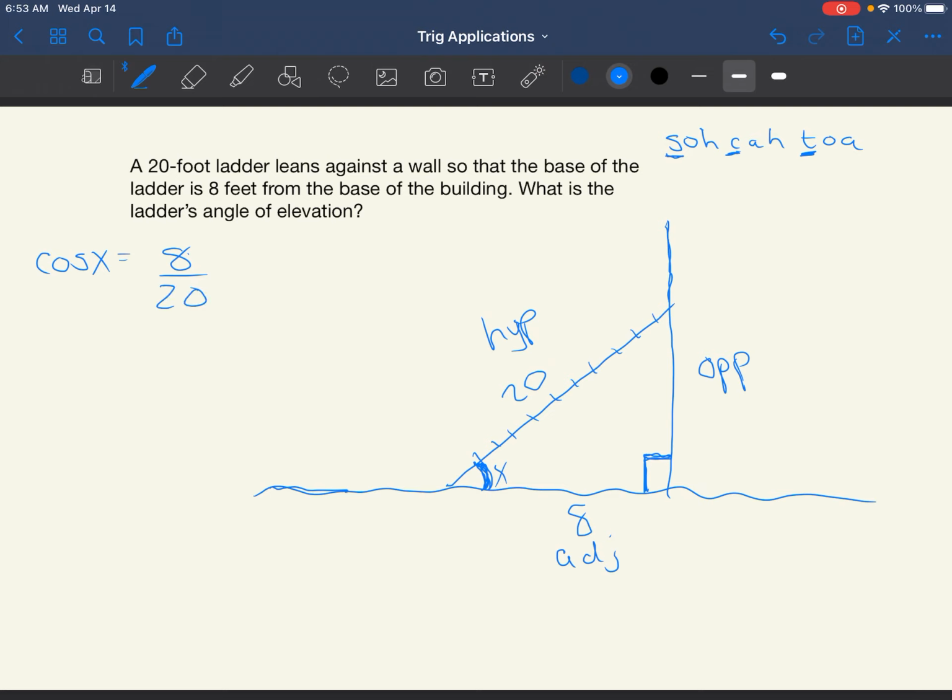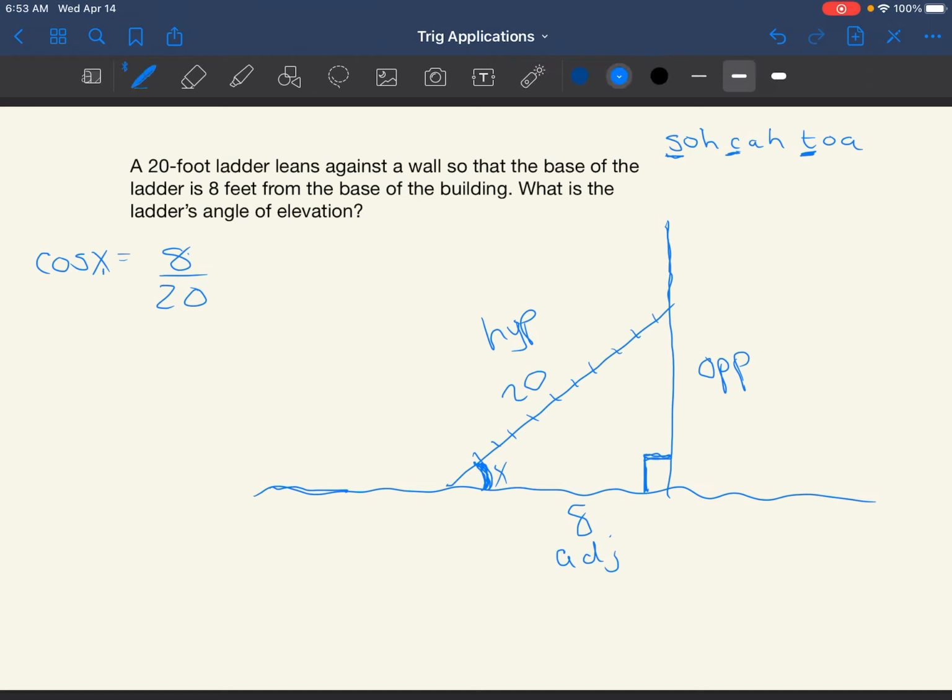Okay, cosine x equals 8 over 20. Well, I need to find the x. I need to find my angle, which is x. So I need to get this x all by itself, which means I've got to get rid of this cosine. And the way you get rid of the cosine is to do the inverse cosine.